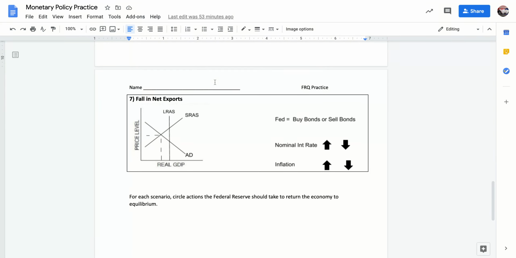And finally, if we have a fall in net exports, we're going to have the same situation happen here. Aggregate demand shifts to the right. I'm sorry, I said that wrong. Aggregate demand shifts to the left. We end up with high unemployment. The Fed would need to buy bonds. That would lead to a lower nominal interest rate and an increase in the inflation rate.